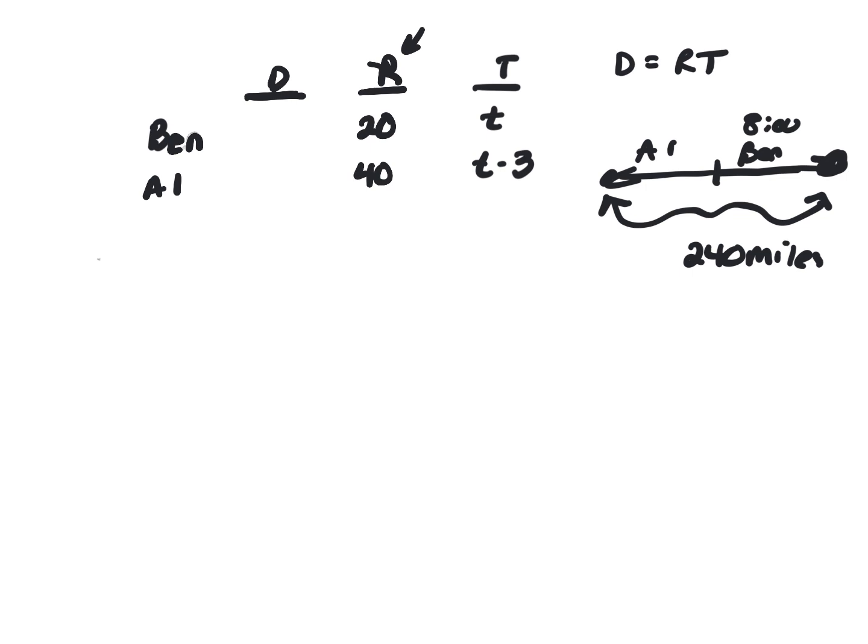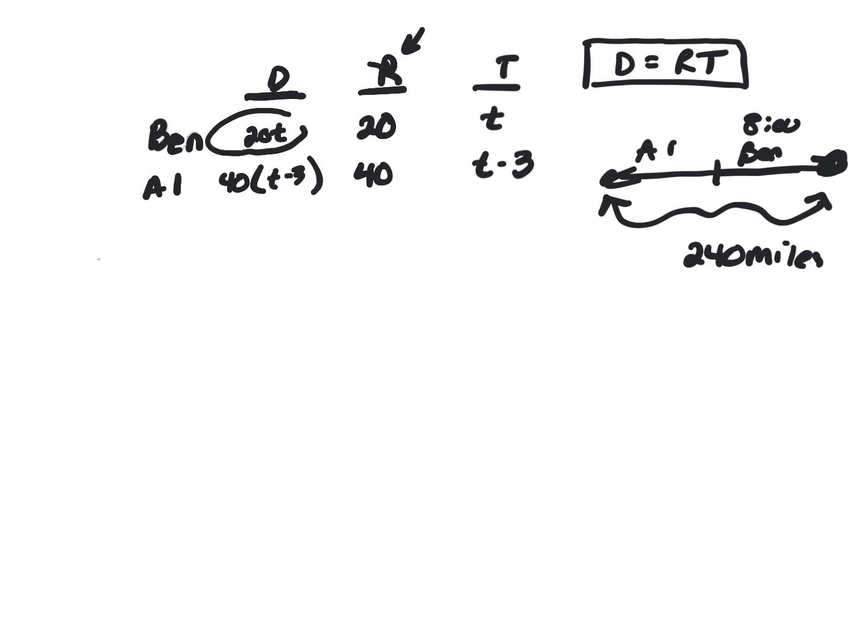Now, the way these distance, rate, time problems work, you always want to fill in 2 columns completely. Leave 1 column blank and then use the formula to fill in the 3rd column. So distance is blank, and we know distance is rate times time. So that would be 20t, and then this will be 40(t minus 3). And this is Ben's total distance. Let me change color. That would be, he went 20t miles, and then Al went 40(t minus 3) miles.